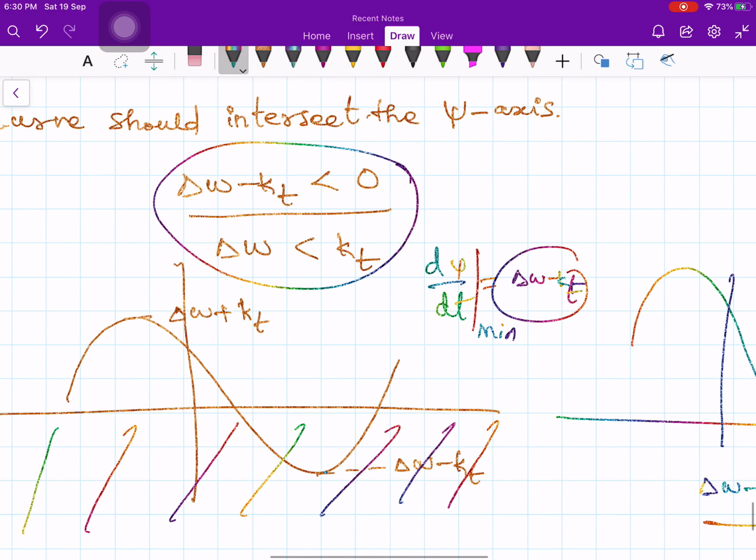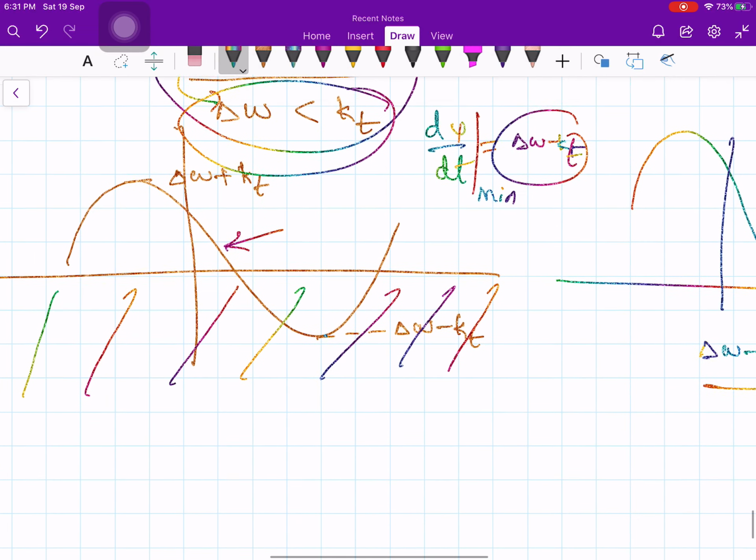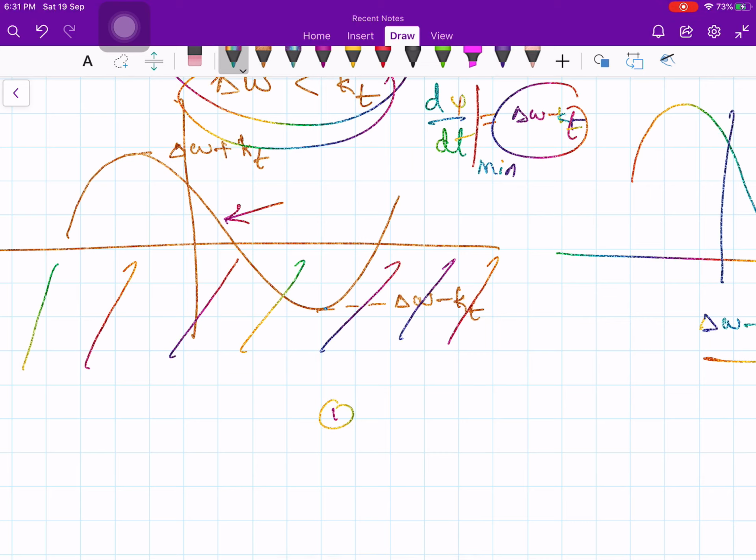So when delta omega minus kt is less than 0, it implies delta omega is less than kt. That means the lower peak of this curve should be negative, which implies that this curve intersects the x axis. So delta omega should be less than k suffix t. So a few points to be noted in this. A large value of the loop gain will imply a small value of the steady state phase error.